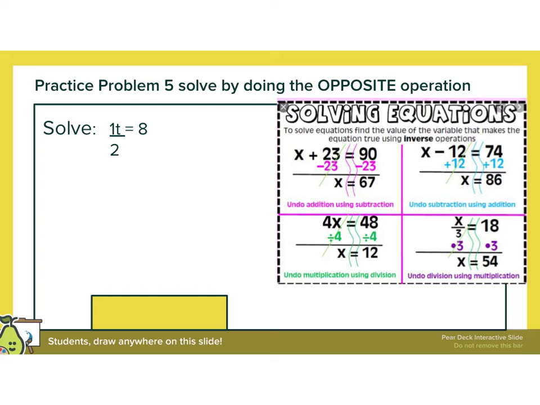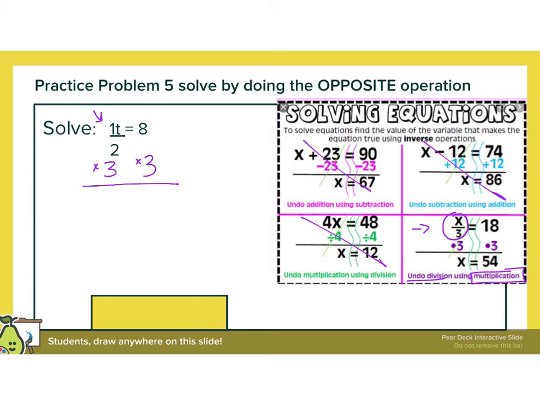Practice problem 5. I have, it's not addition, it's not subtraction, it's not multiplication. So I have a fraction, so this is division, okay? So to undo division, I am multiplying. And when the 3 was on the bottom, they multiplied everything by 3. So I'm going to put times 3 and times 3.